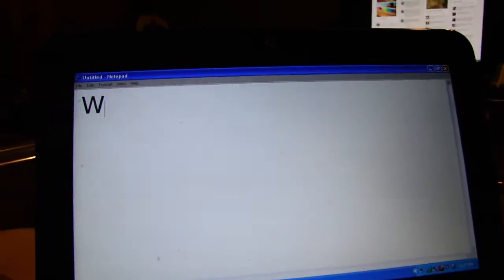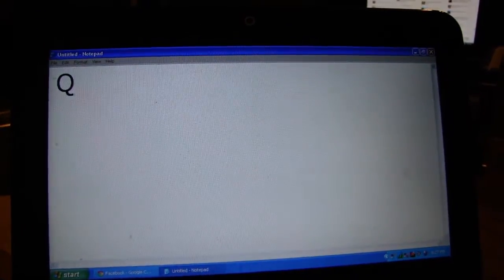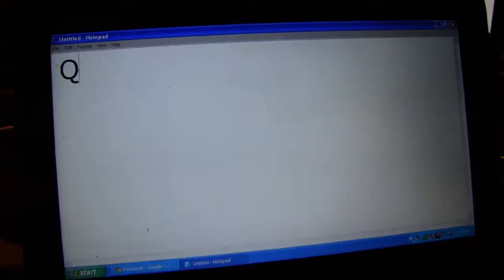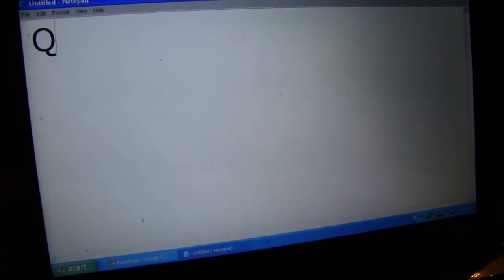How about, do you know this one? T. Yes, very good. This one? I'm the letter T. I'm the letter T. Do you know what this one is? W. Very good. How about this one? What is it? It's a Q. Q. Very good. That's my letter.